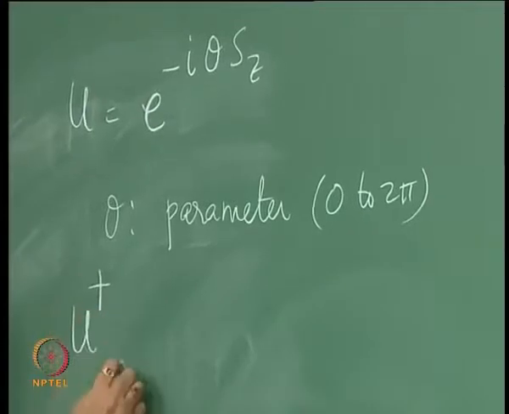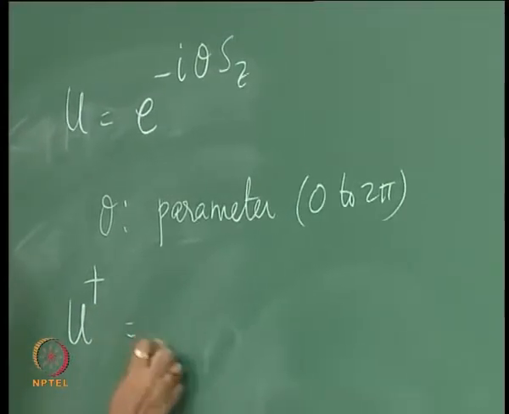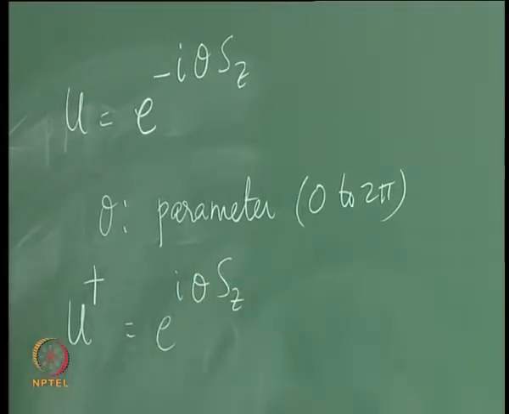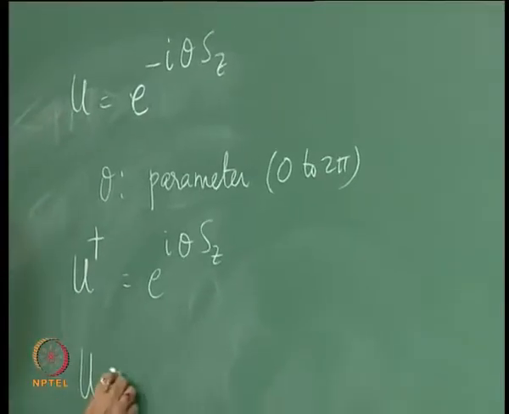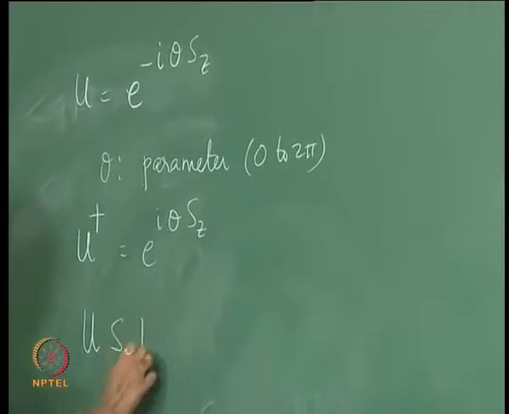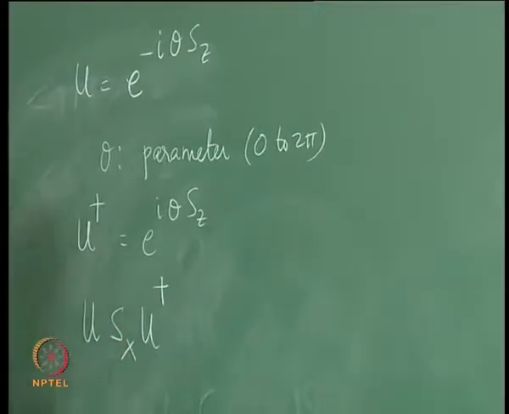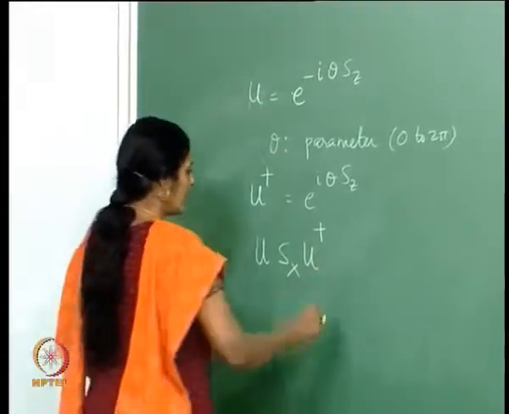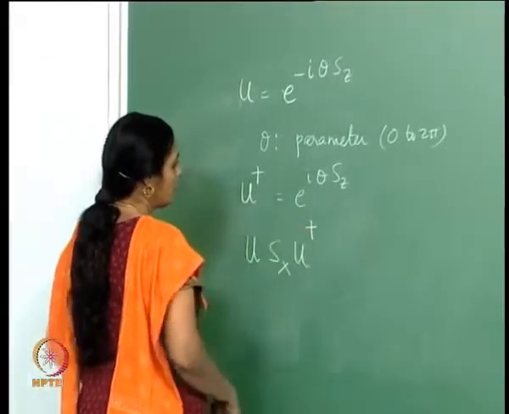So u dagger, which is the same as u inverse, is simply e to the I theta Sz. Let me see the effect of the unitary operation on Sx, for instance. So, what is u Sx u dagger? Well, that is the same as u Sx u inverse.